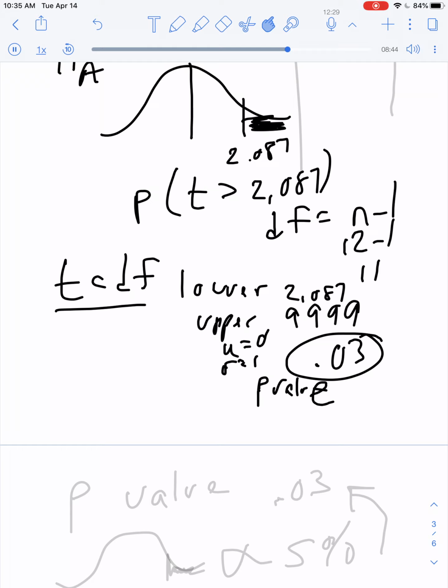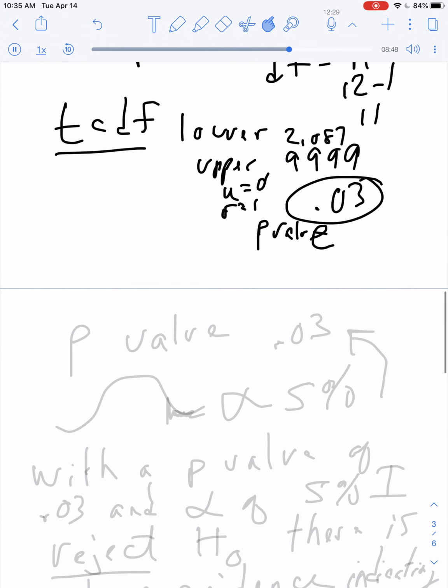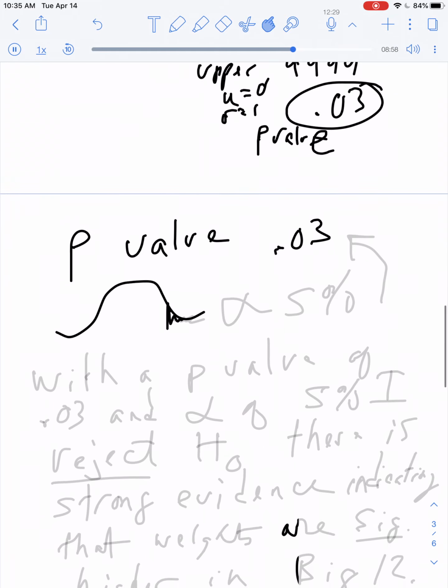So if my p-value is that, if I scroll up, I get a p-value of 0.03. This is a one-sided test. Remember, it's just an upper. We're looking at this part out here. So since the alpha level I said was 5%, this 0.03 is below 5%. So then you would say this.